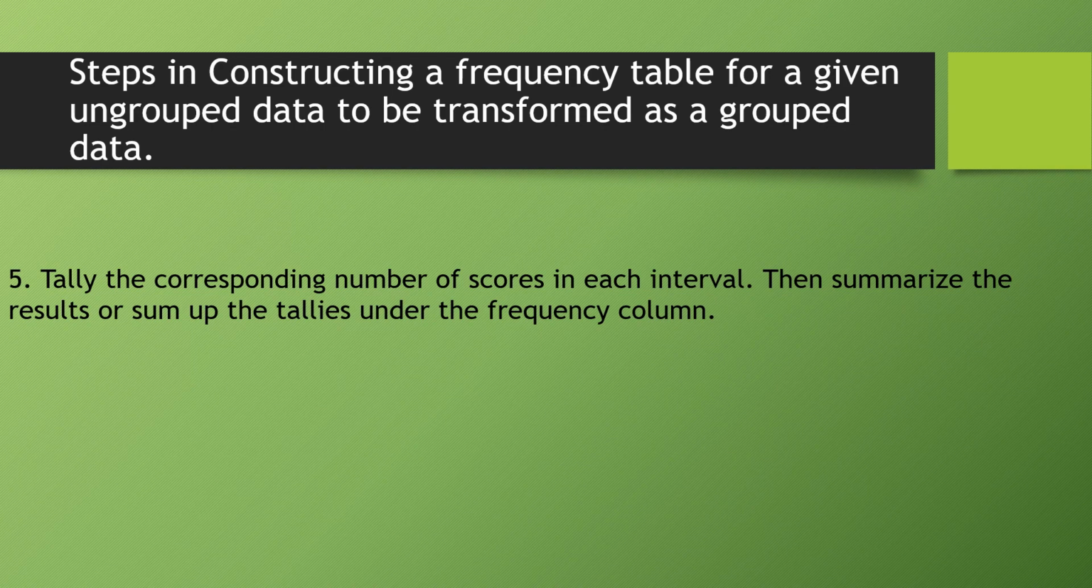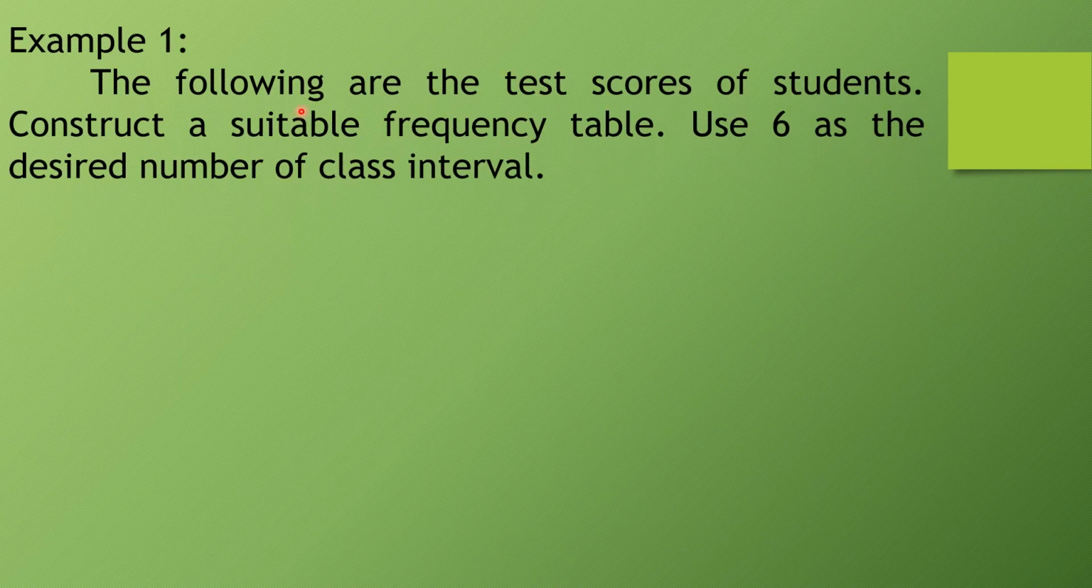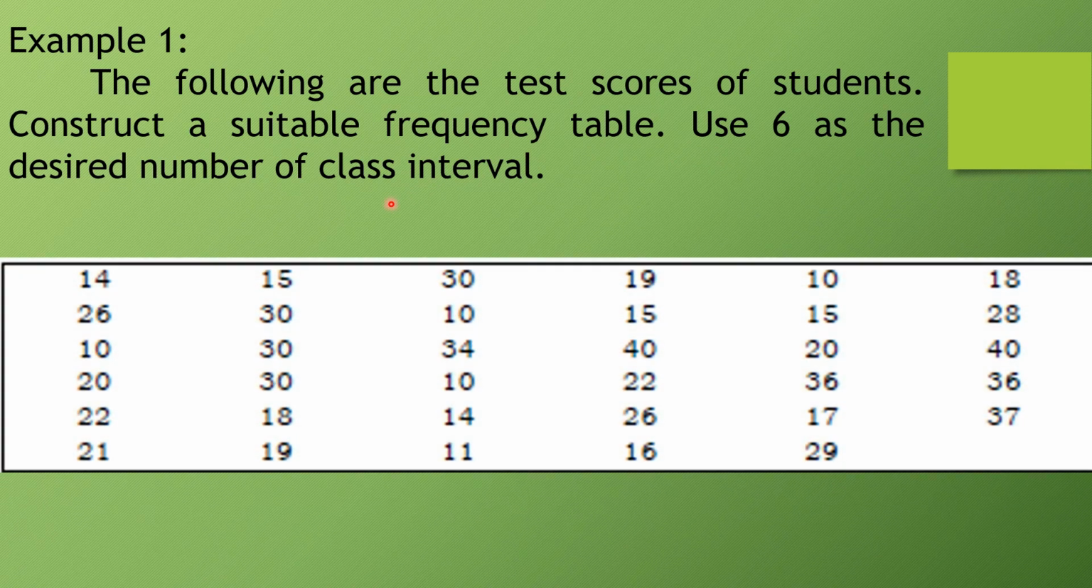So let's have example number 1. The following are the test scores of students. Construct a suitable frequency table. Use 6 as the desired number of class intervals. So we have here the test scores of students. So let's make a solution using the steps for grouped data.